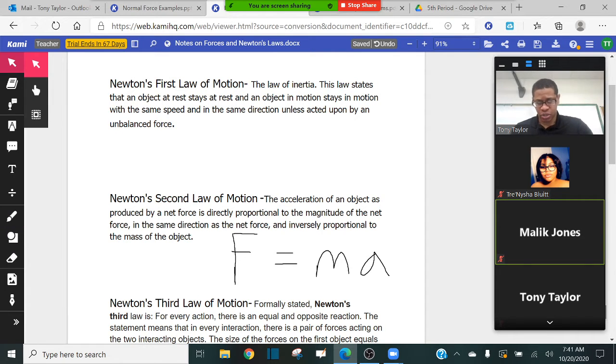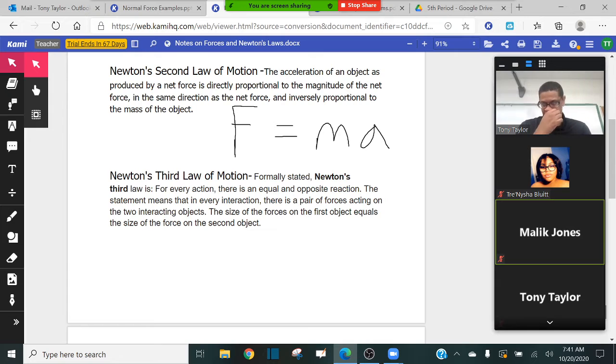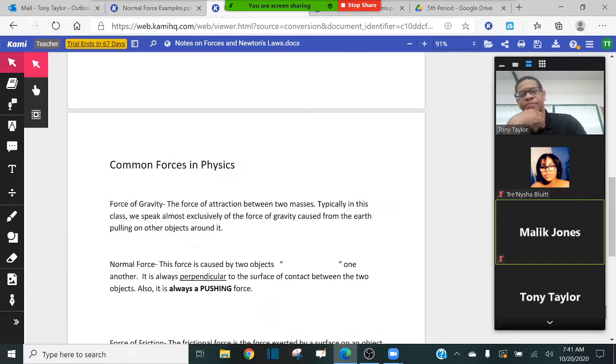And lastly, Newton's third law. For every action, there's an equal and opposite reaction. So if I push on an object, that object pushes back on me. There's an equal and opposite reaction. That's Newton's third law.